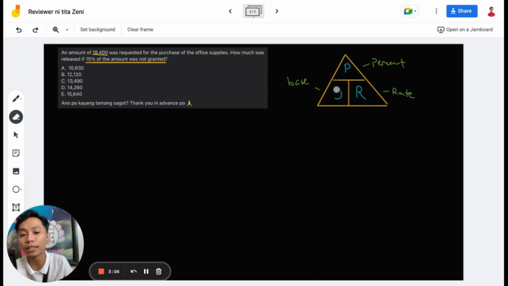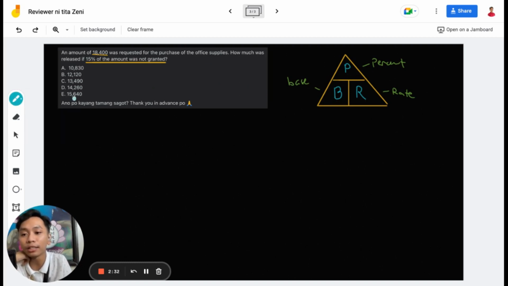Kung nawawala naman ng base, imagine mong wala siya dyan. Ang natira is P and R placed on top of each other. So P over R ang ibig sabihin yan, which means to solve for the unknown base, you need to divide the given percent by the given rate. Ganun din sa R. Kapag si rate naman na nawawala, ang natira sa triangle ay si P placed on top of B, which means to solve for the unknown rate, kailangan mong hanapin yung percent, divide mo sa kanya yung given base.